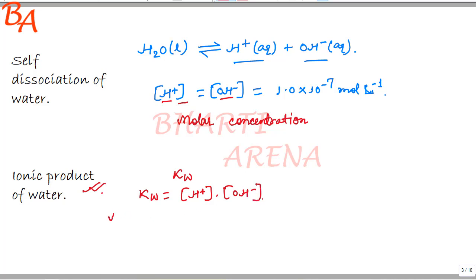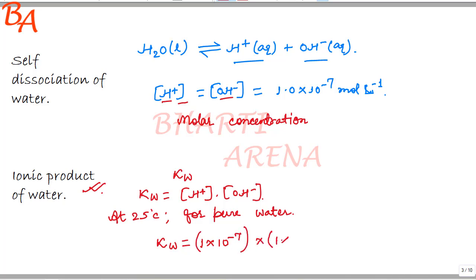At 25 degrees Celsius, for pure water, ionic product of water equals 1 into 10 to the power minus 7 into 1 into 10 to the power minus 7 equals 1 into 10 to the power minus 14.